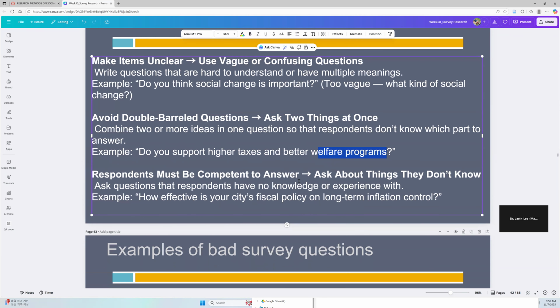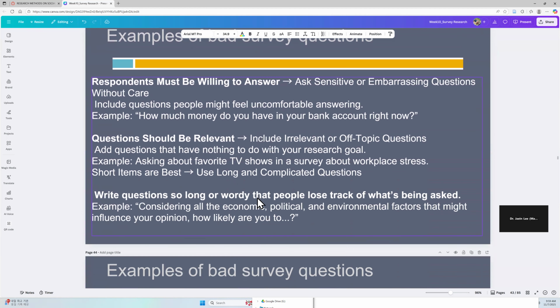At least for the most part, respondents should be confident in their answers, so don't ask about things they don't know. For example, how effective is your city's fiscal policy, the budget, the accounting budget, and long-term inflation control? I don't know how Taejongsi or Chanansi is doing about that. So I'm not confident about that.